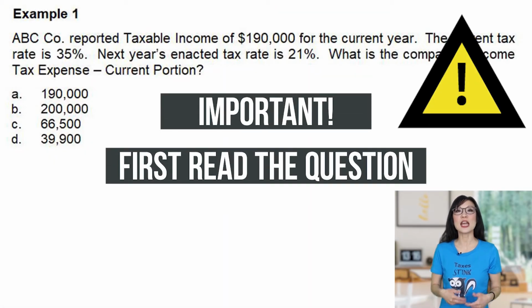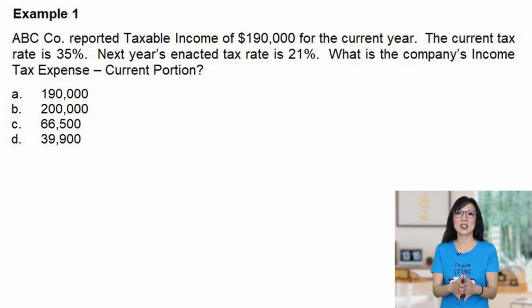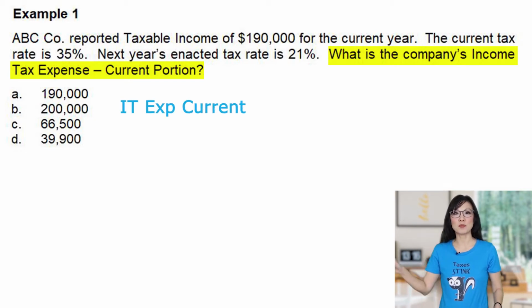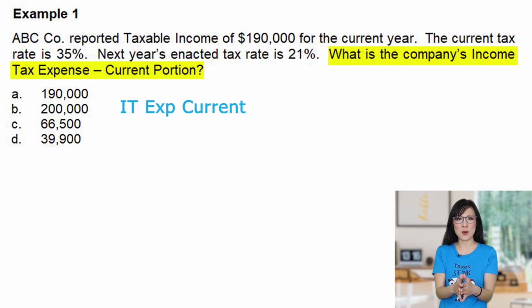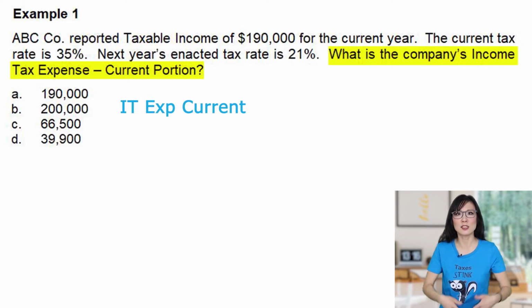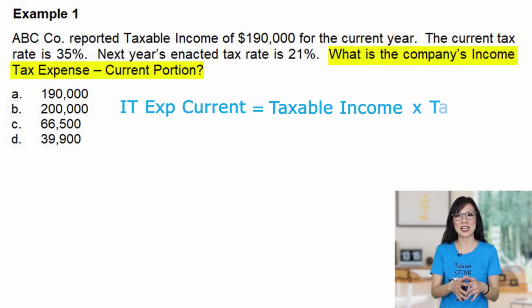First, read the question and note what's being asked. You don't want to go through the whole problem and answer the wrong question. The question asks, what is the company's income tax expense current portion? On your board or on your Excel spreadsheet, write IT expense current. That should be a trigger in your mind. We need current income tax? Oh yeah, the formula. Current income tax expense equals taxable income times the tax rate.